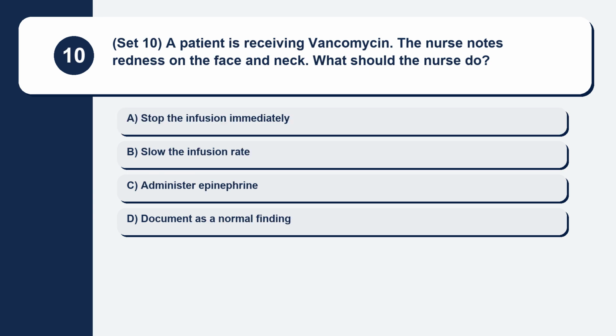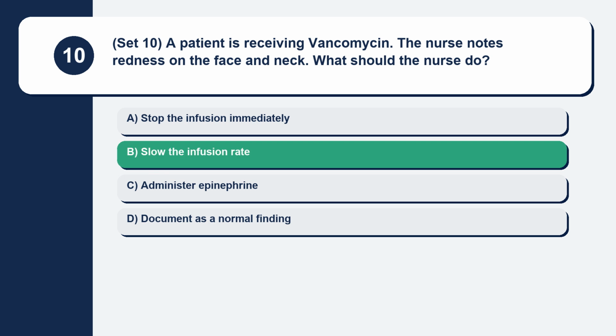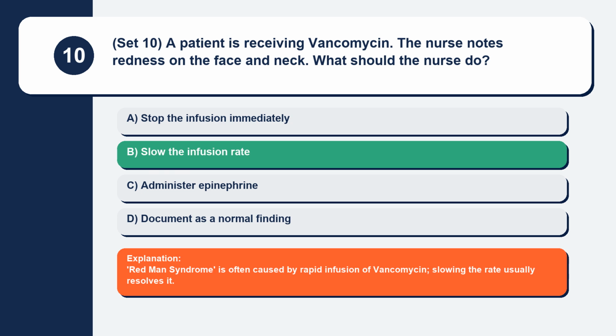Question 10. Set 10. A patient is receiving vancomycin. The nurse notes redness on the face and neck. What should the nurse do? Stop the infusion immediately, slow the infusion rate, administer epinephrine, document as a normal finding. Red man syndrome is often caused by rapid infusion of vancomycin. Slowing the rate usually resolves it.